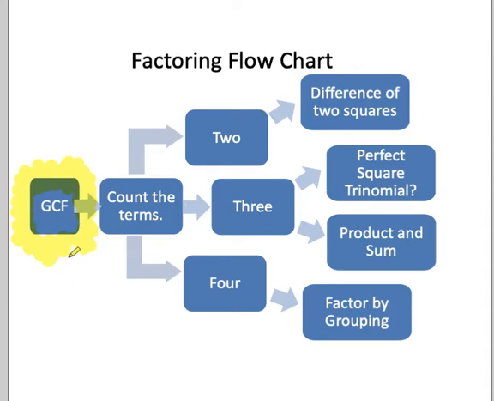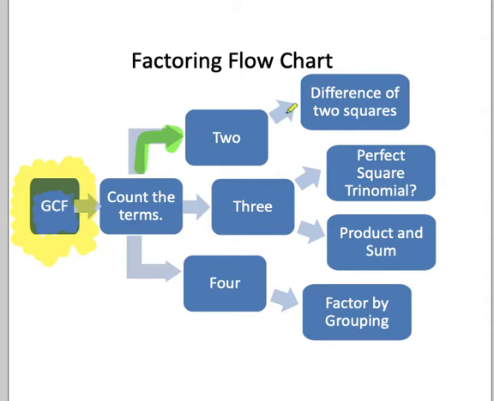And also, you might be able to reduce the size of the numbers, right? By finding a greatest common factor that you can factor out of all of the terms, you can make a much more efficient problem. Once you've factored out the GCF, then your next goal is going to be to count the terms, okay? Because that's going to give you a good trick about what's coming next.